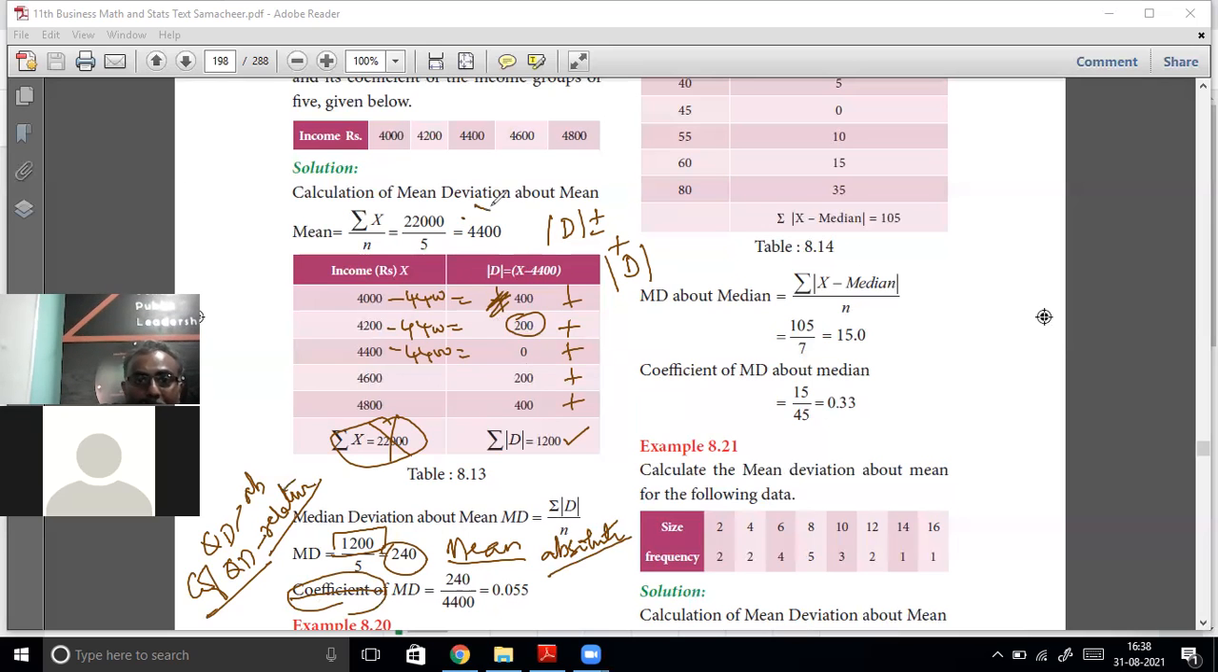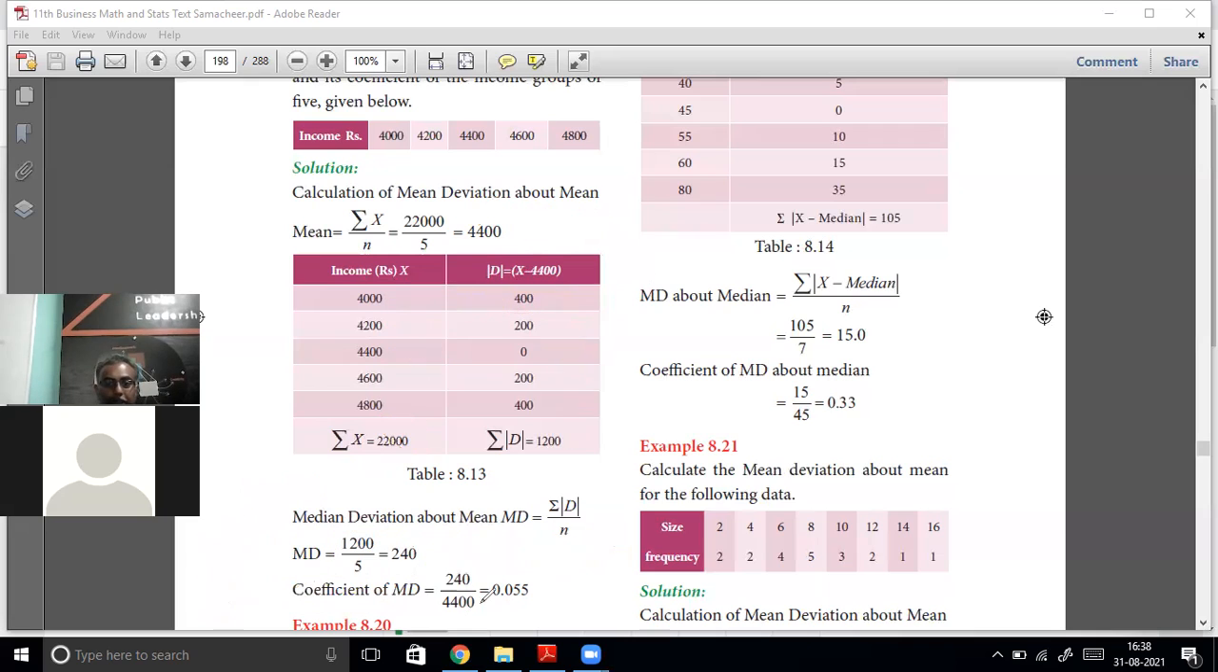In the same way, mean deviation by the mean. What is mean? Mean x bar is equal to 4,400. So mean deviation is 240. 240 divided by x bar, which is 4,400. If you use a calculator, 240 by 4,400 gives 0.055. So that is the coefficient of mean deviation. You find another data set, and if its coefficient of mean deviation is 0.044, that means this set is more scattered than that other set.